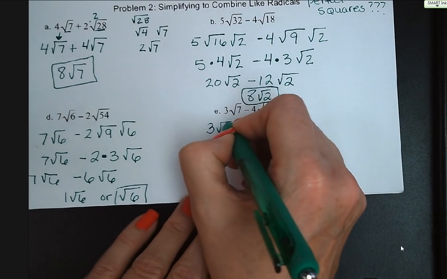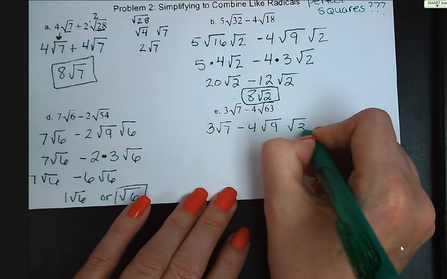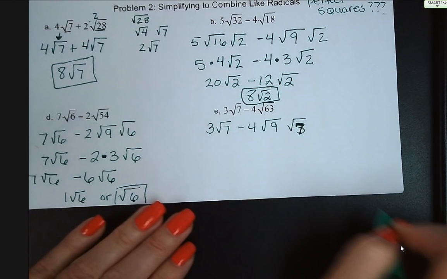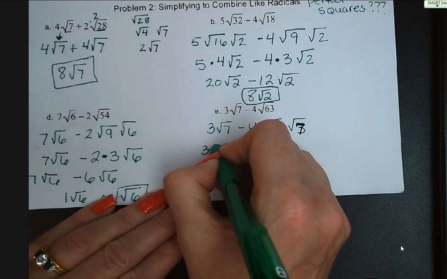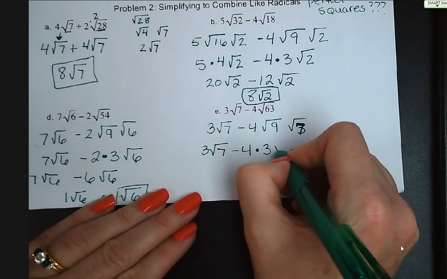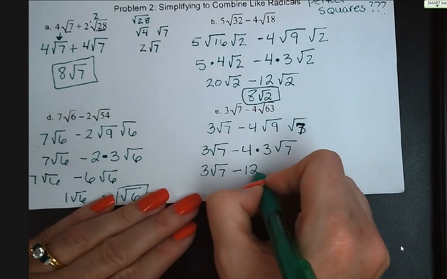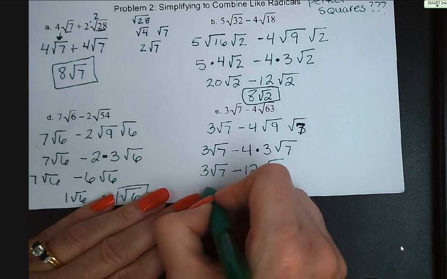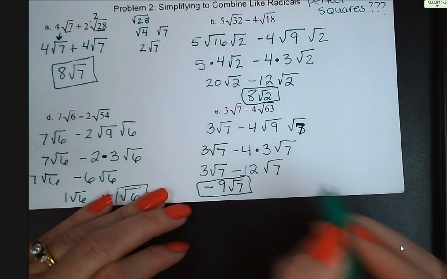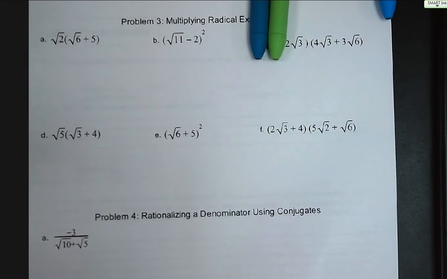Okay. All right. Letter E. 3 times the square root of 7 minus 4 times the square root of 63. Square root of 63 is broken into square root of 9 and square root of 7. Square root of 9 is 3. Mrs. Urzo just got a little bit ahead of herself on that. So we've got 4 times 3 times the square root of 7. 3 root 7 minus 12 root 7 gives us negative 9 square root of 7. These are fun. Yep. All right. These, not so much. No, I'm just kidding.